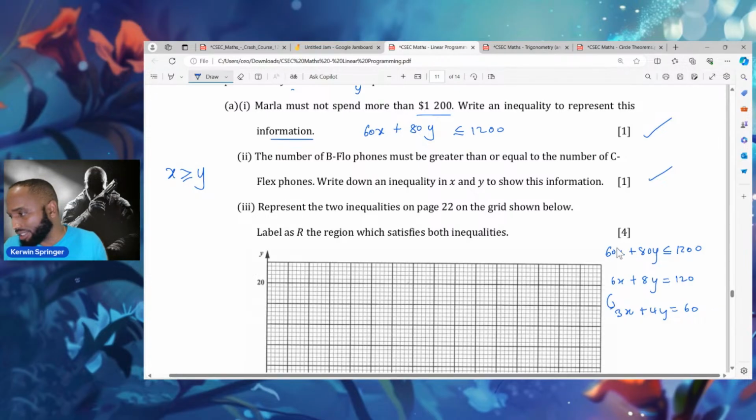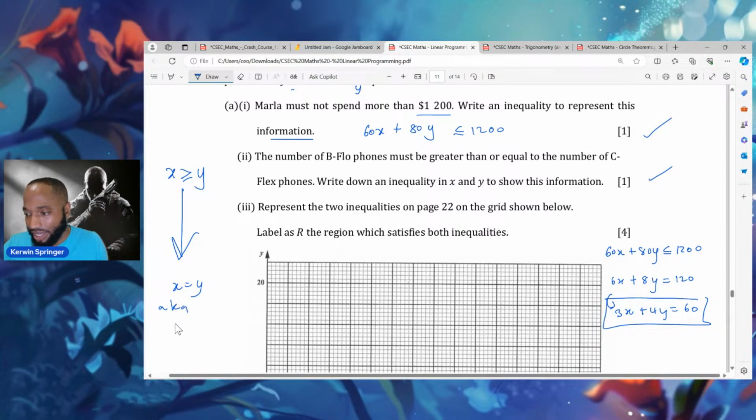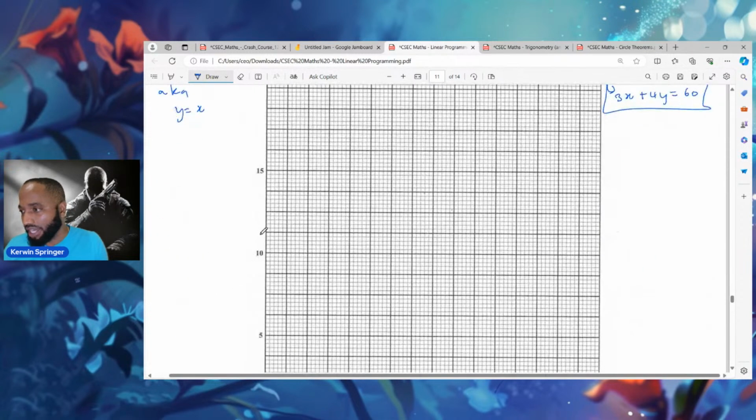Y'all understand what I did there? I just simplified across all these zeros, because I want to build the equation of the line. I need to draw this line. I also need to draw this other line, but that line is easy. This is the line x is equal to y, aka y is equal to x. And we know that line. Y'all know the line.